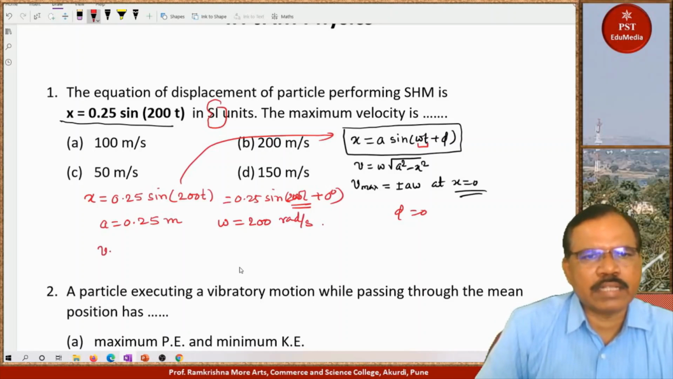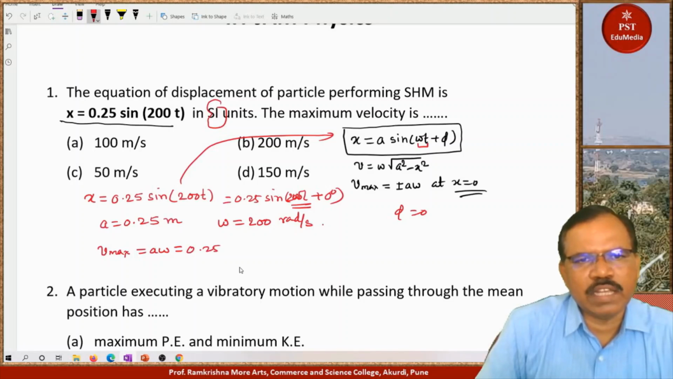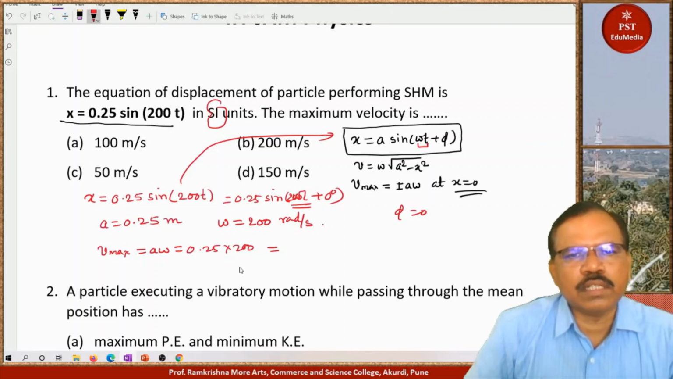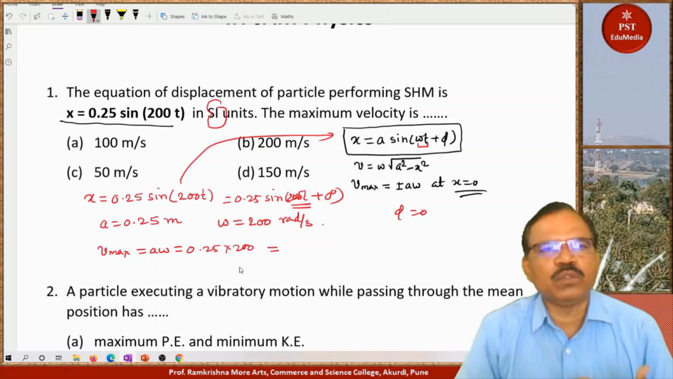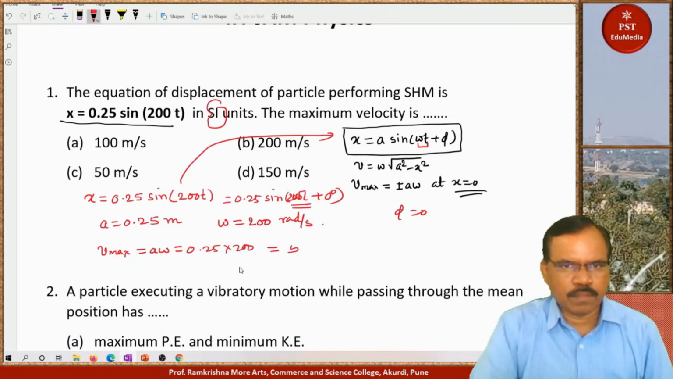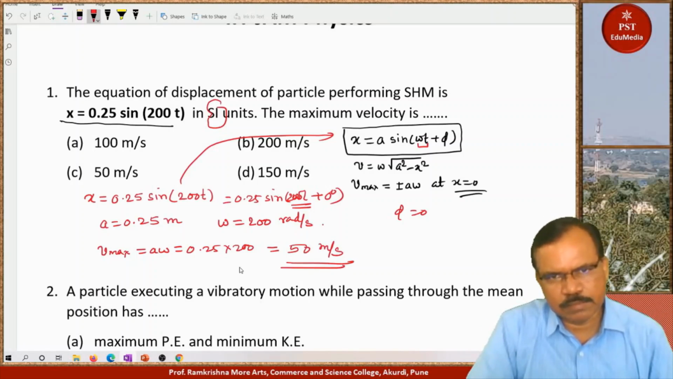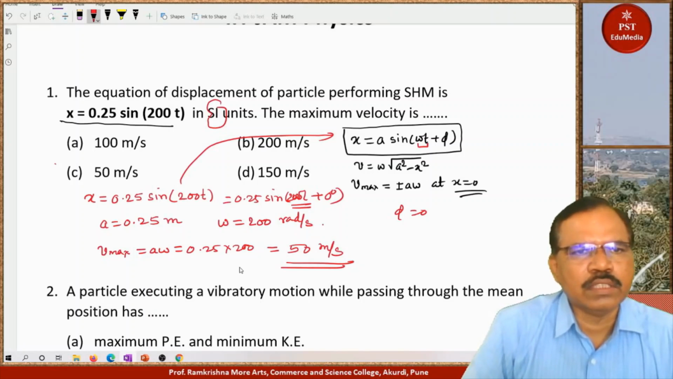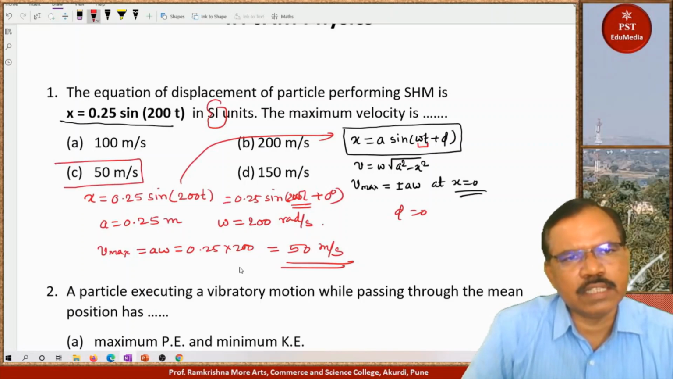Now what is Vmax? Vmax is a omega. So it is 0.25 into 200. 0.25 into 200 is how much? It is 50 meter per second. This is maximum velocity. So out of these 4 alternatives, the third one is correct. C is correct.